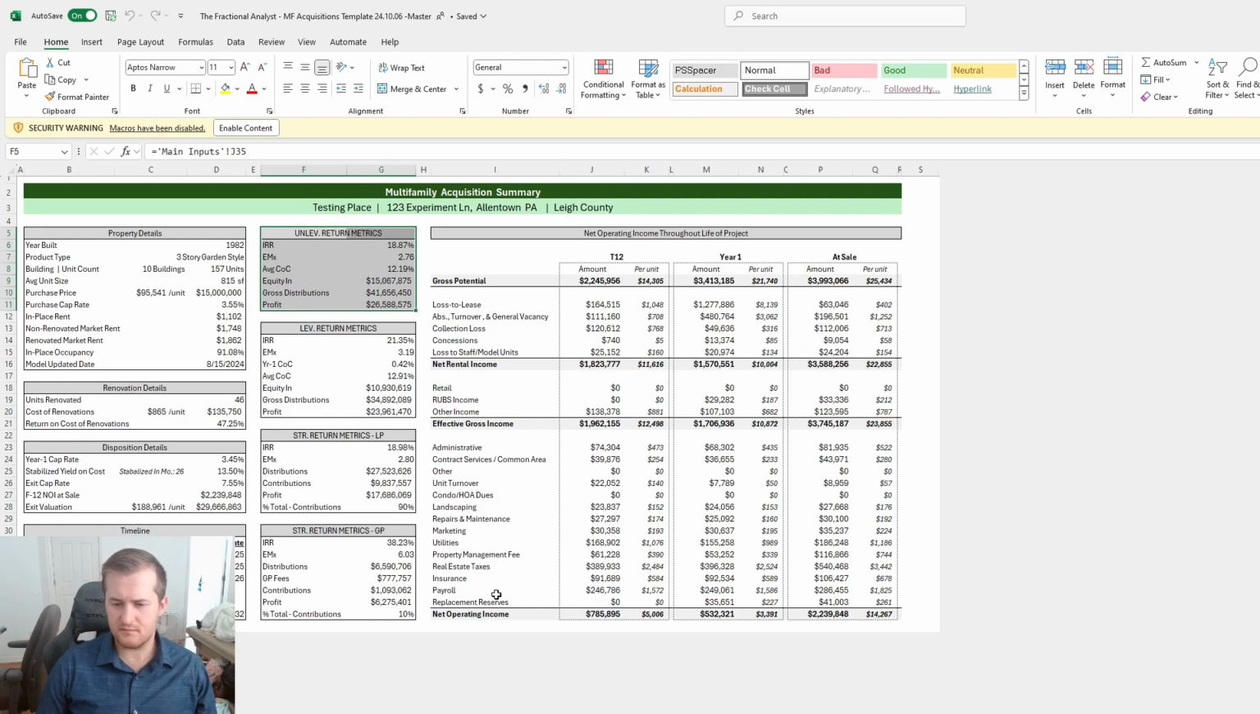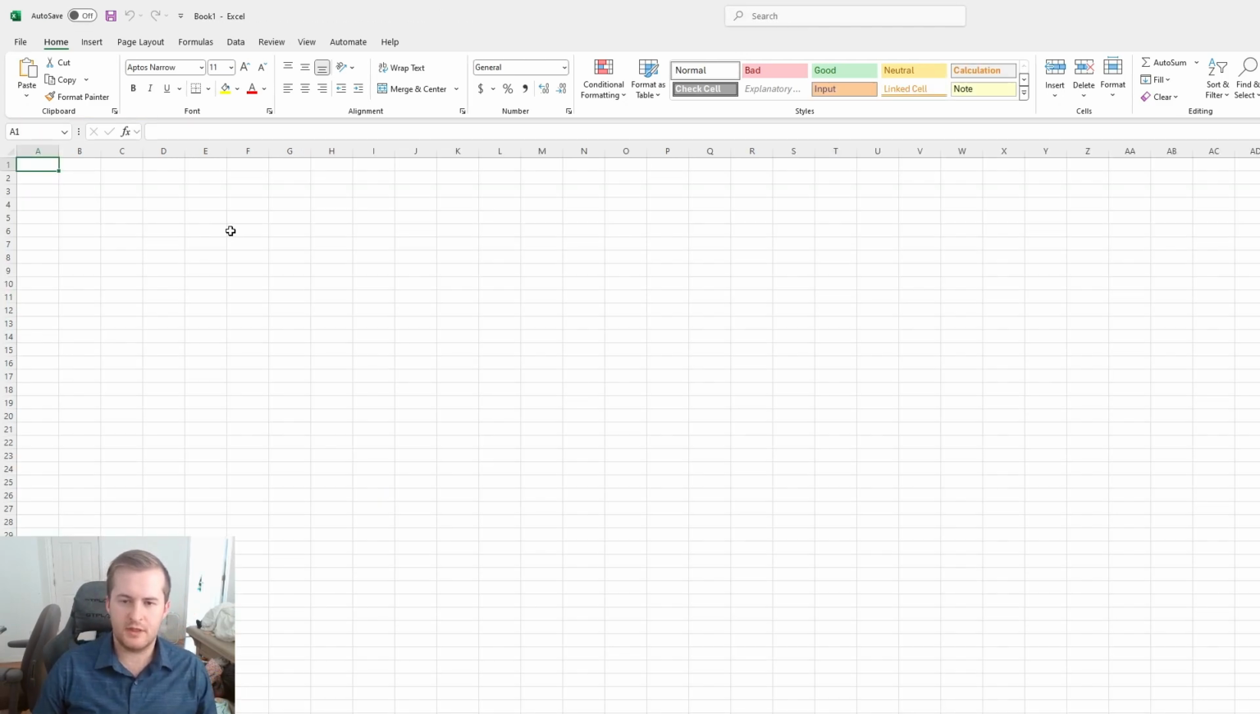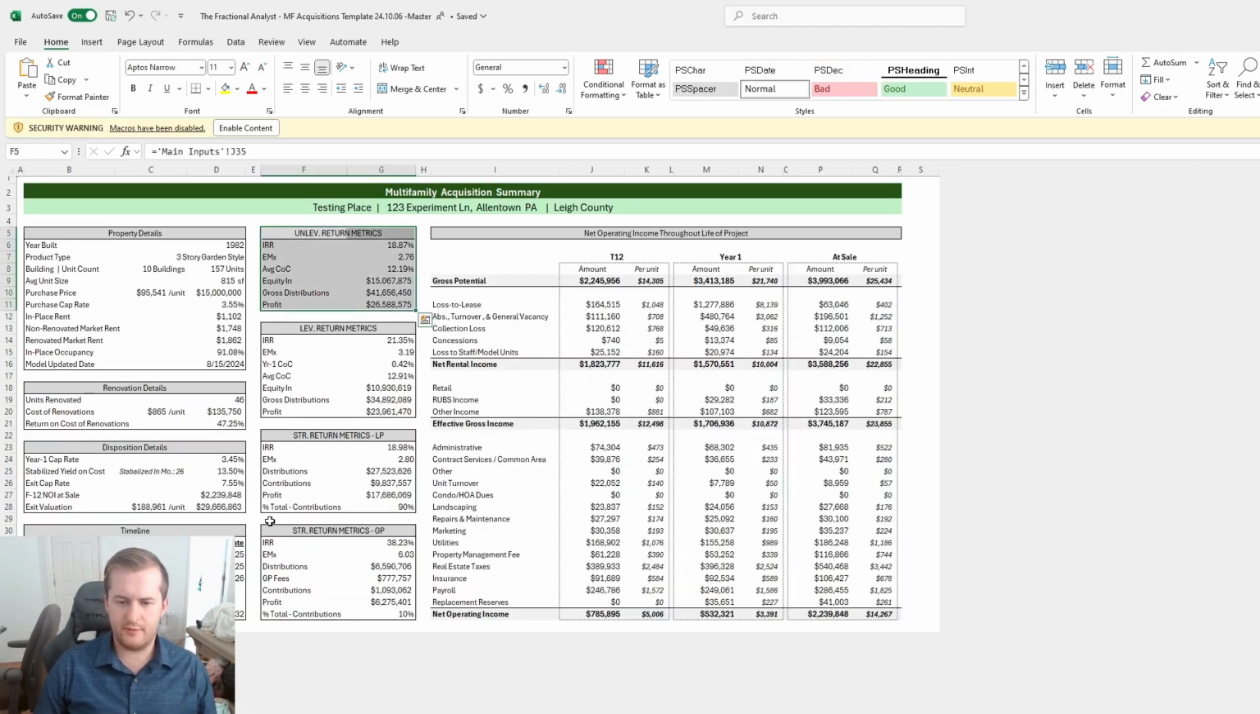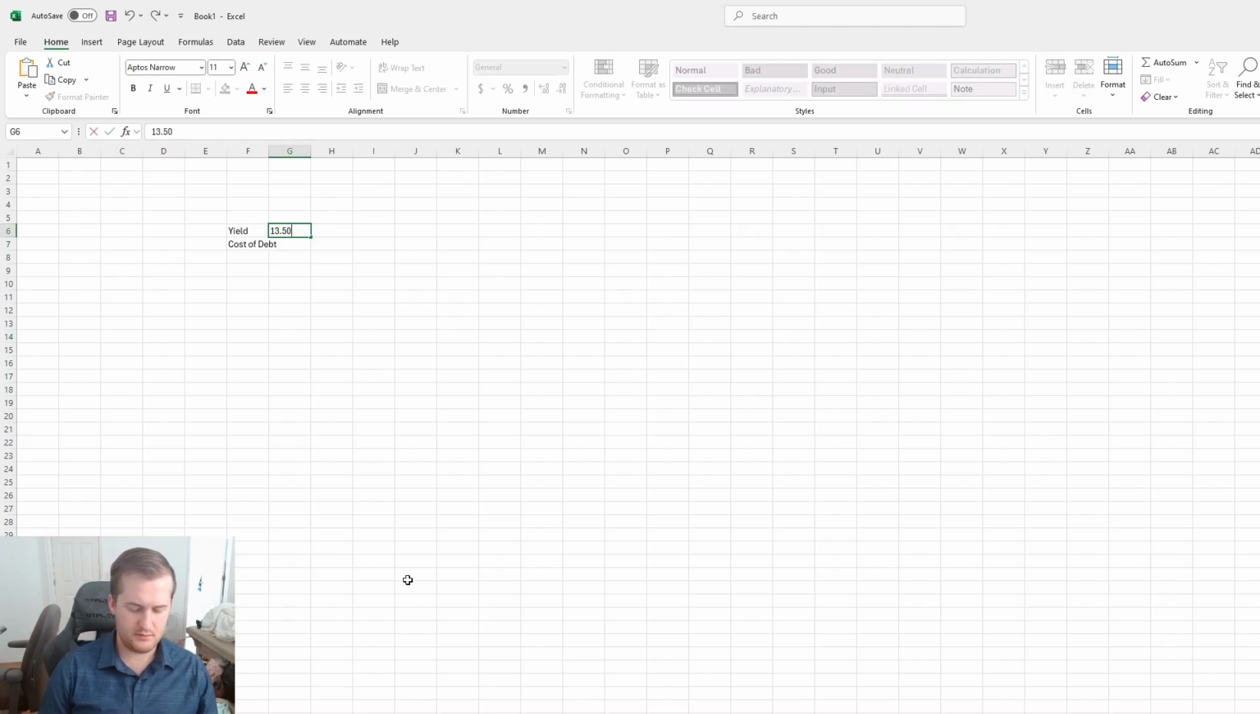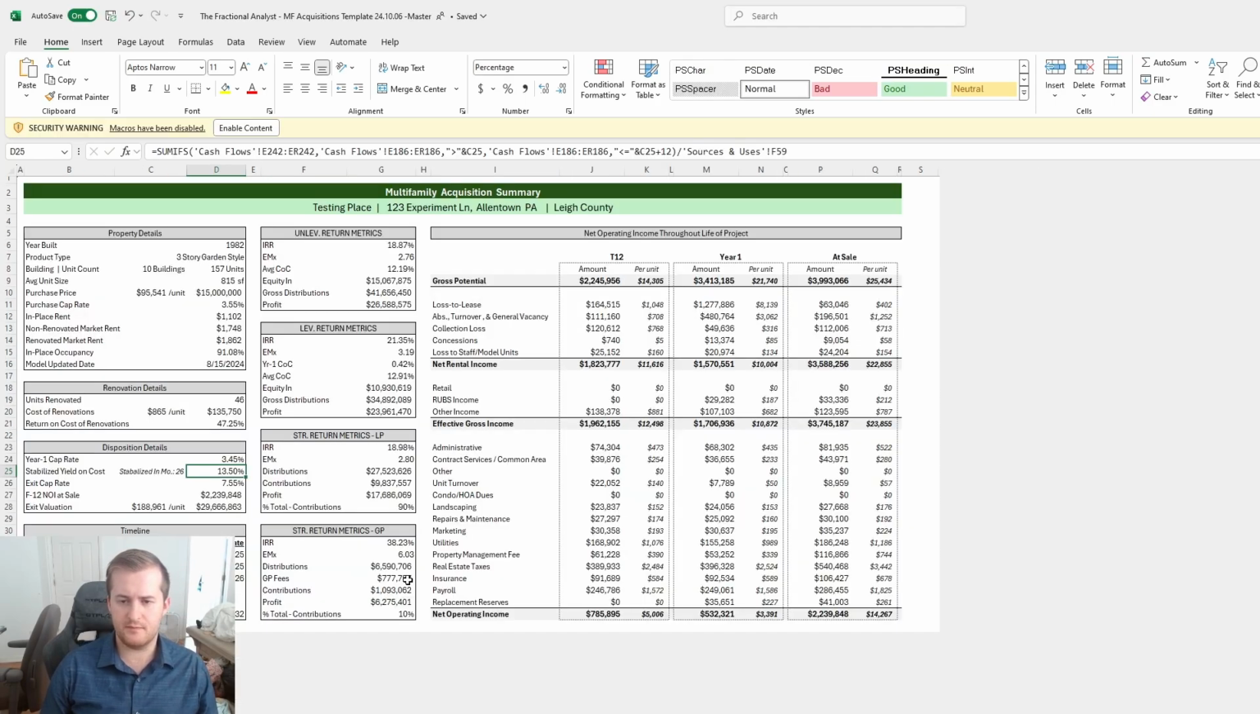So I'll do a little side table here real quick. I'll open up another tab to show this. What do I mean by that? The yield on the property and your cost of debt. So we'll go back to this summary page. This stabilized yield on cost said 13.5%. So this gets a yield out to 13.5%.